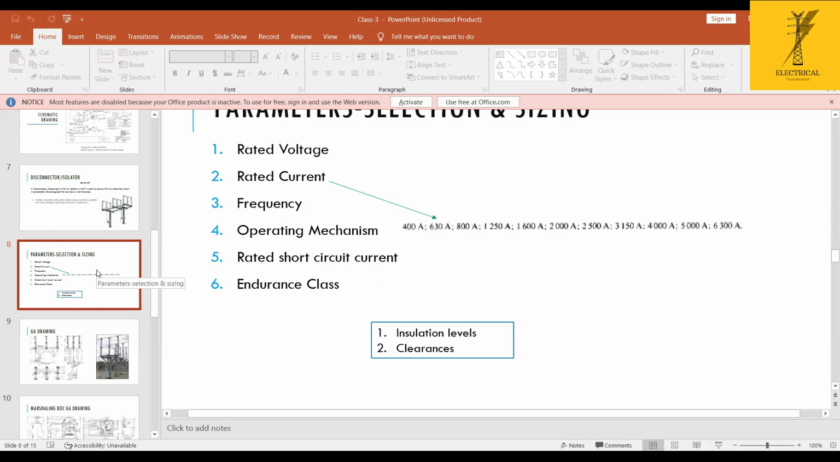I will share the technical specification with you, team. One example technical specification will be shared after this class.